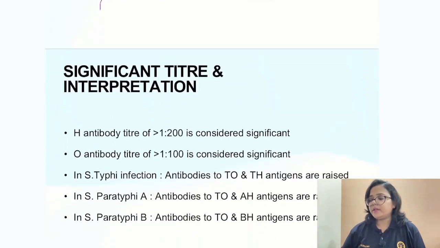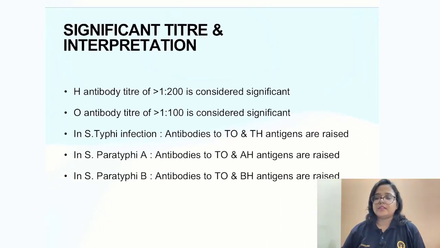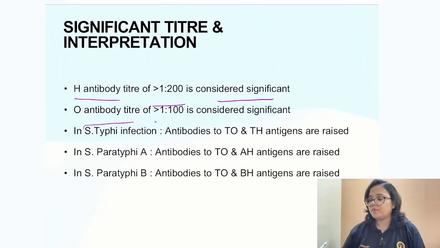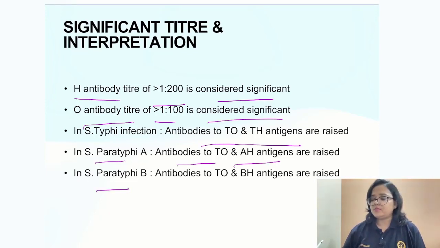Now how do we interpret the Vidal test? Since we are in an endemic country, we have to consider an H antibody titer of more than 1:200 to be significant, and an O antibody titer of more than 1:100 to be significant. In Salmonella Typhi infection, antibodies to TO and TH are raised, and in Paratyphi A we have antibodies to TO and AH antigen raised. In Paratyphi B, antibodies to TO and BH antigen are raised.